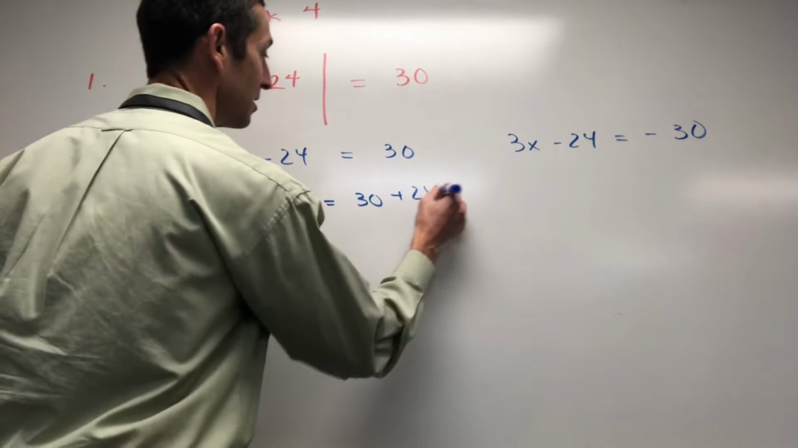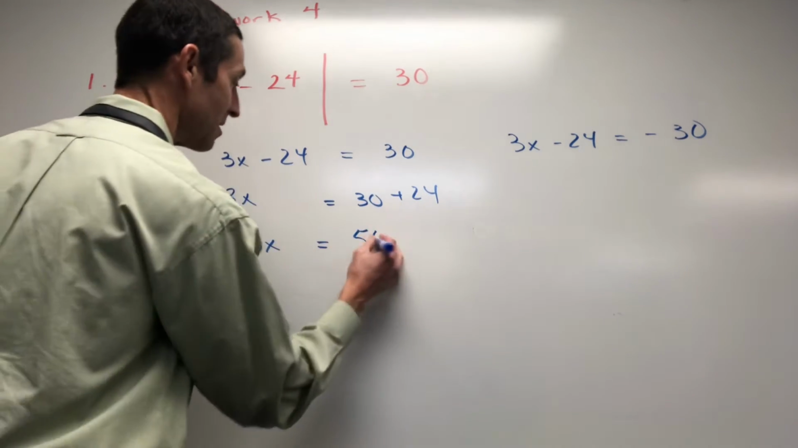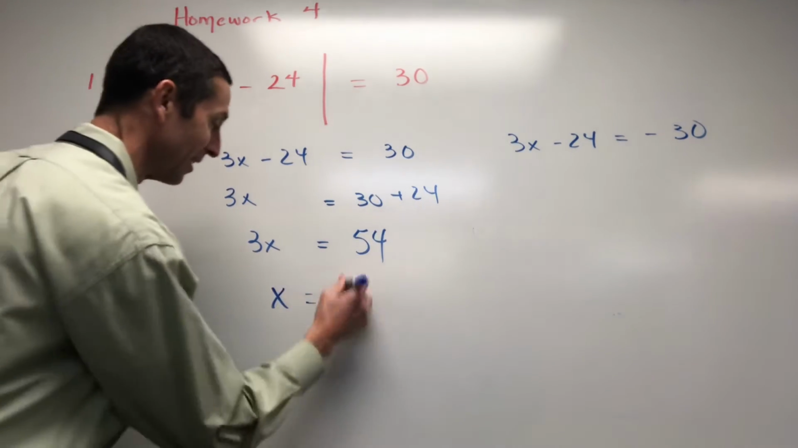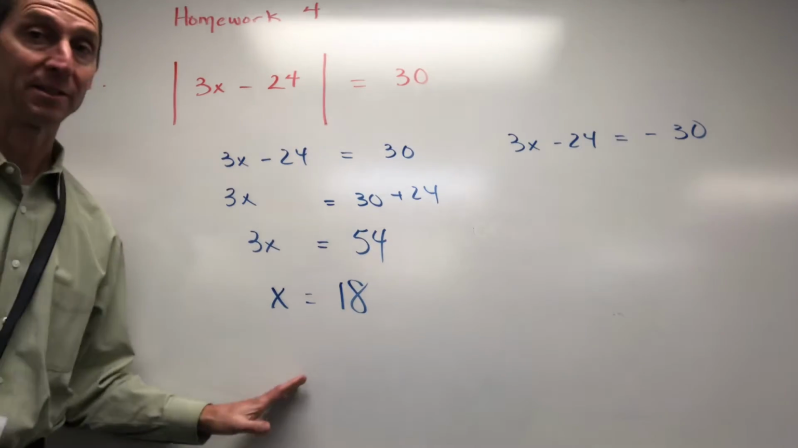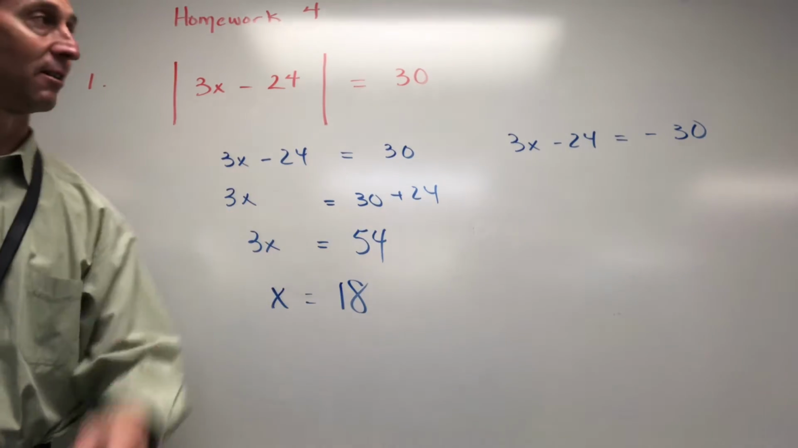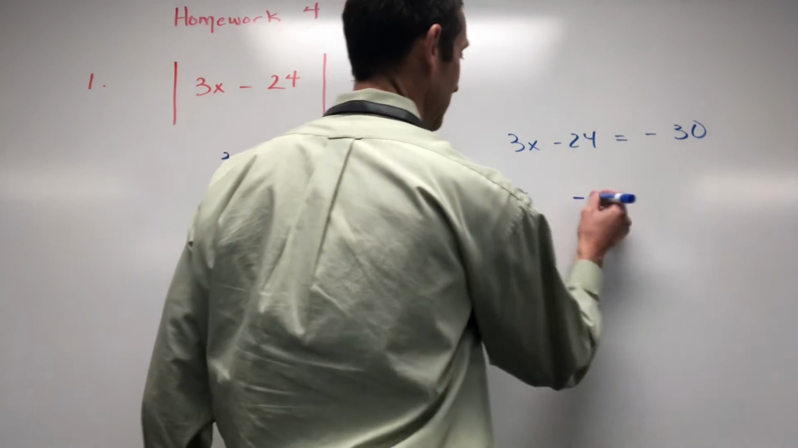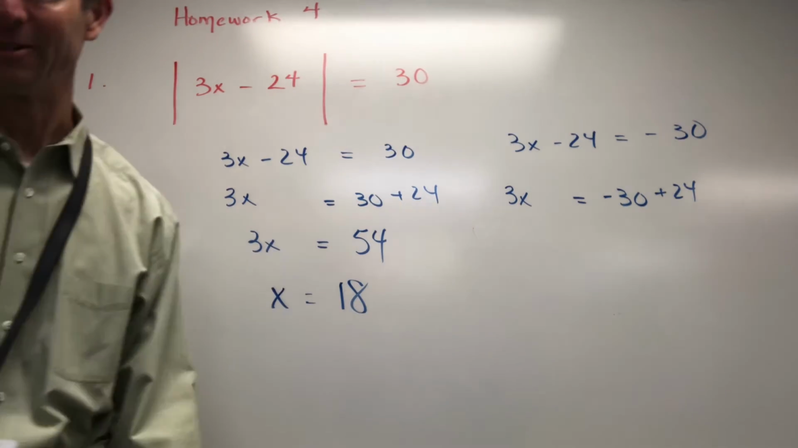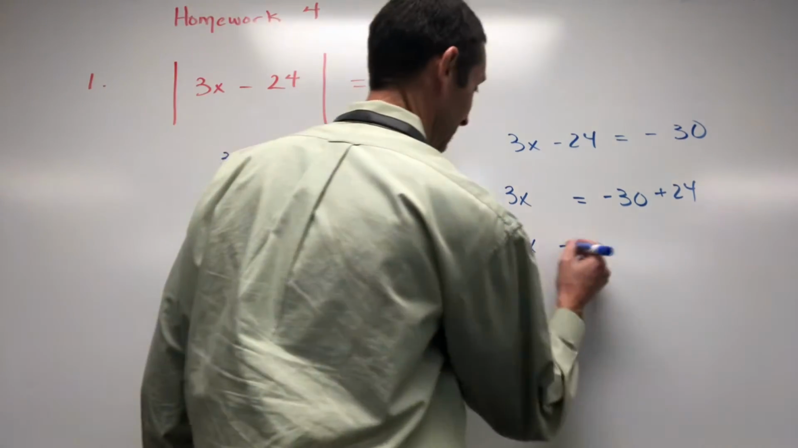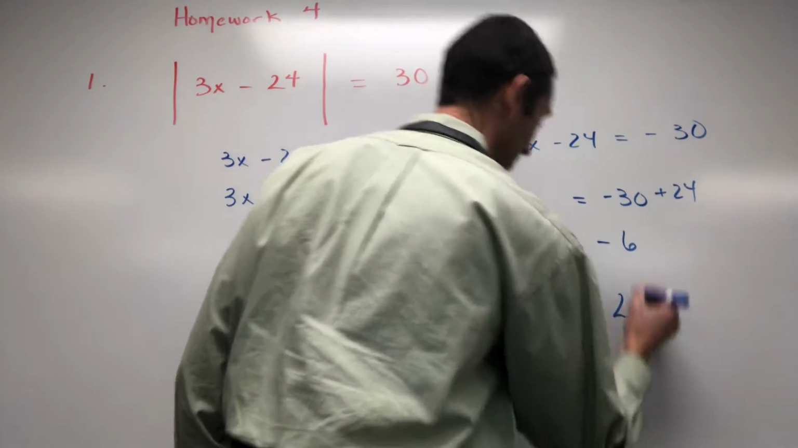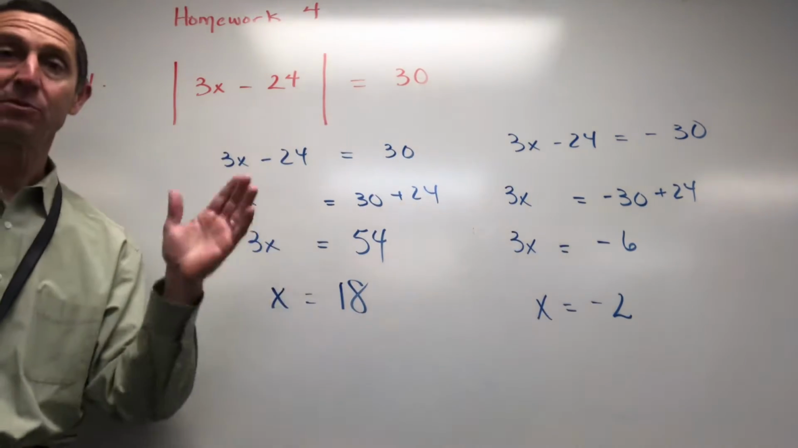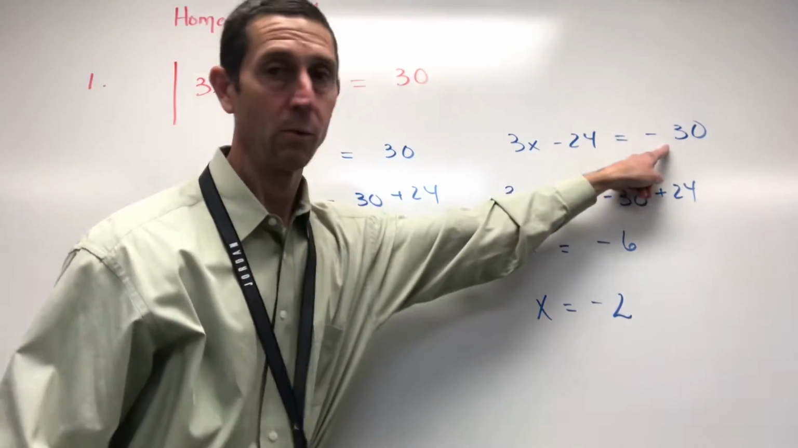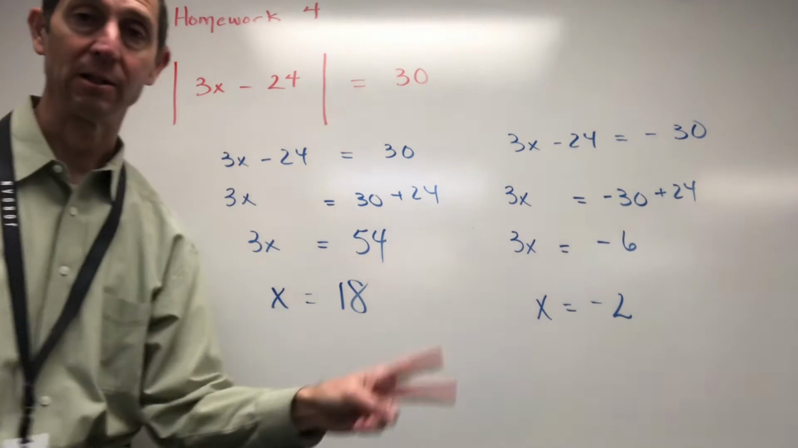3x plus 24, that's 54. And now you're thinking, oh man, 54 divided by 3, that's awfully early for that. I think it's 18. So you get one answer, but we're about to get a second answer over here. Then we run 3x equals negative 30 plus 24. That one's a little more up our alley. We can deal with negative 6. So x is equal to negative 2. On these absolute value problems, when it's an equal, you split it, one positive 30, one negative 30, and you get two answers.